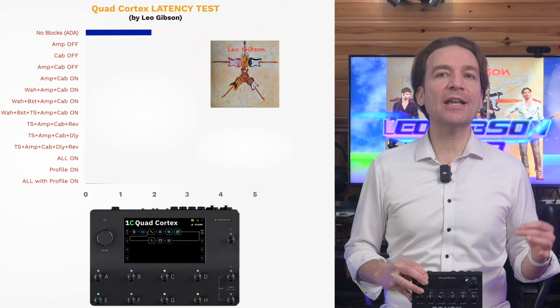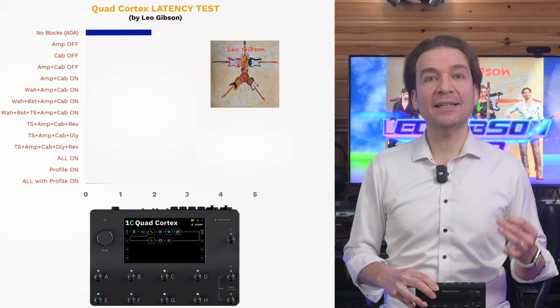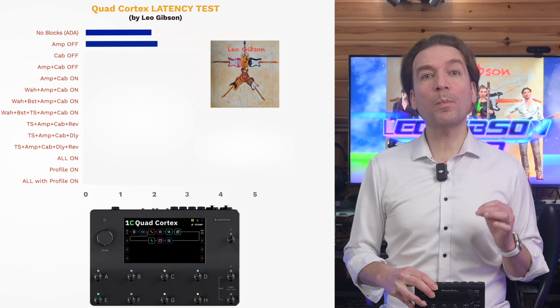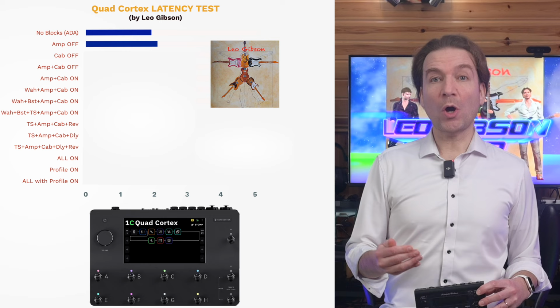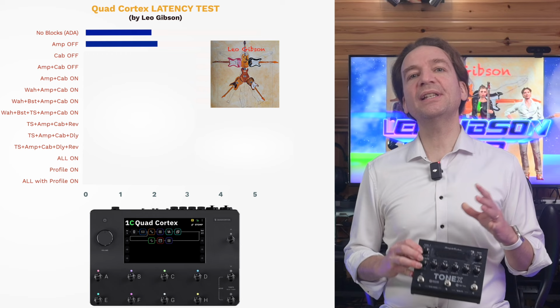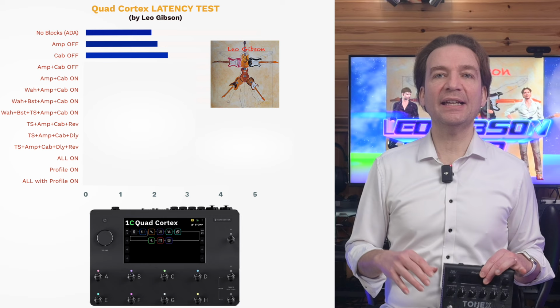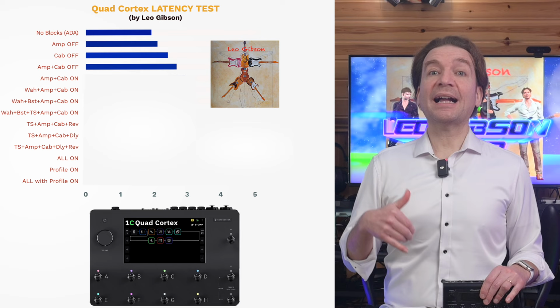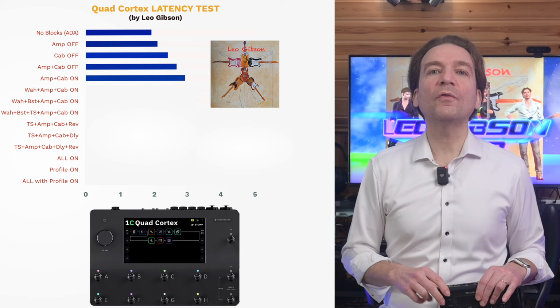Then, if we add an amp block and we keep it not activated, we have 2.3 milliseconds of latency. If we test the cab block, still not activated, removing the amp block, we have 2.6 milliseconds. With both the amp and the cab not activated, we have around 2.9 milliseconds. If we activate the amp and the cab block, we have 3 milliseconds of latency.